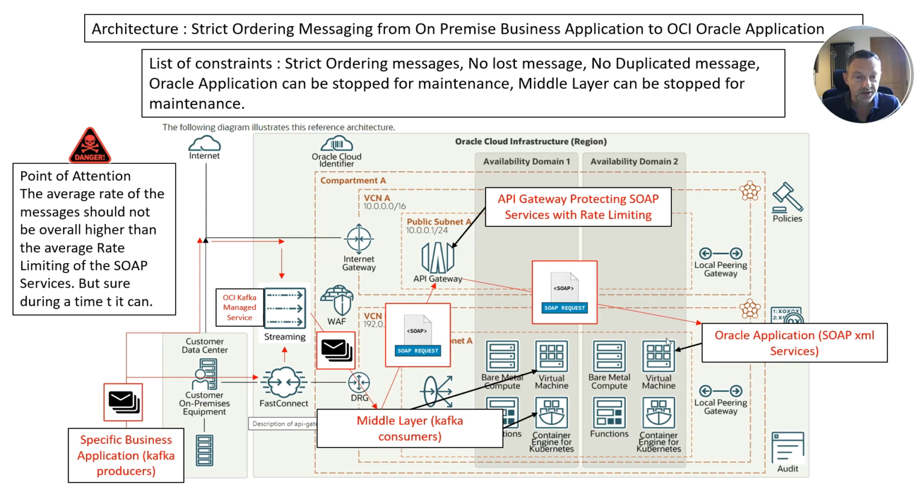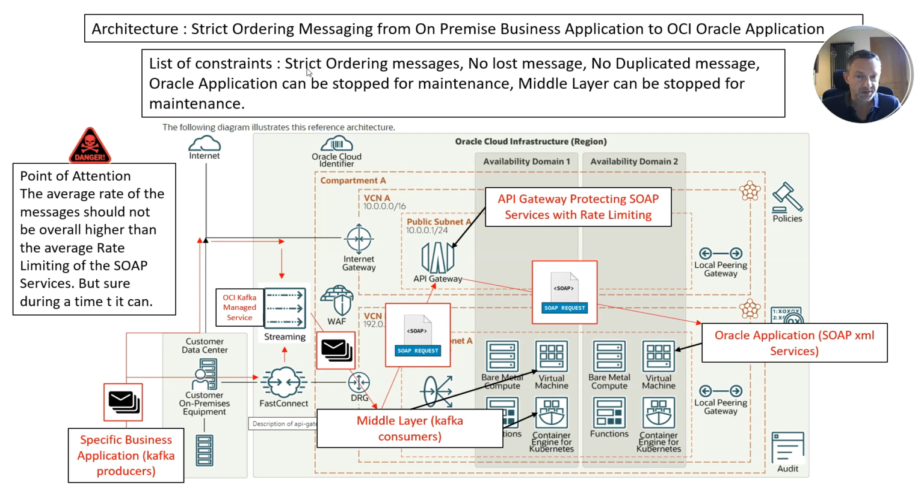First, you can note that we put a component, an API gateway, in order to protect the Oracle application. Sure, this architecture with the Oracle application has a limit. It means you should not go over the limit if you don't want to crash this architecture. So you can protect the Oracle application by putting a rate limit here on the API gateway. So that's nice.